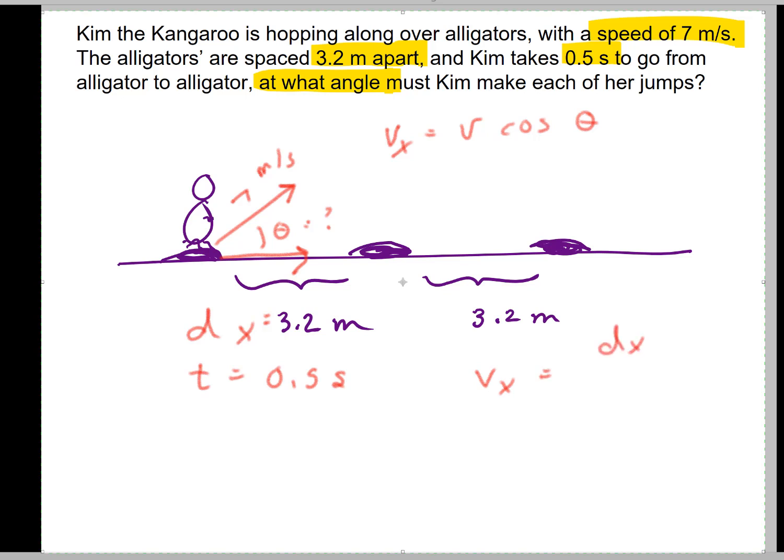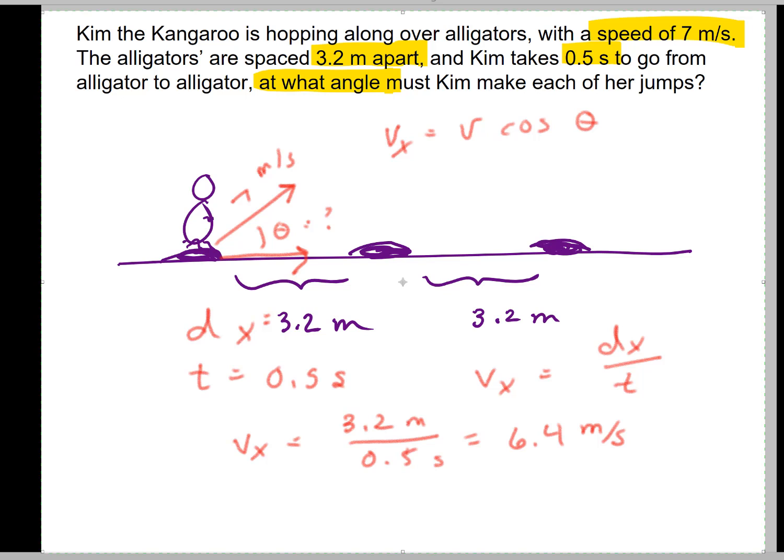So let's go ahead. Vx is dx divided by time. Remember, horizontally, all projectiles have 0 acceleration, so we can use that simple equation. And now I just have to plug in my numbers to get Vx. So Vx is 3.2 meters divided by 0.5 seconds, or 6.4 meters per second.